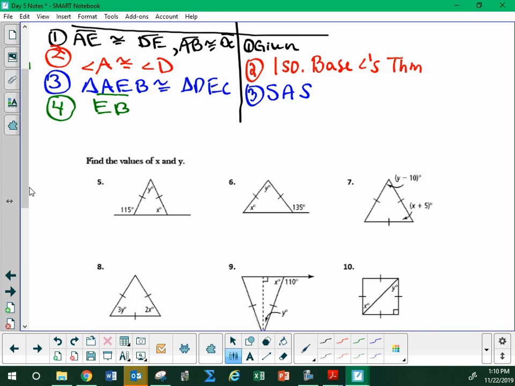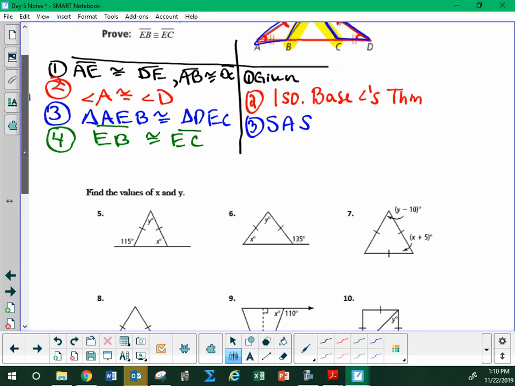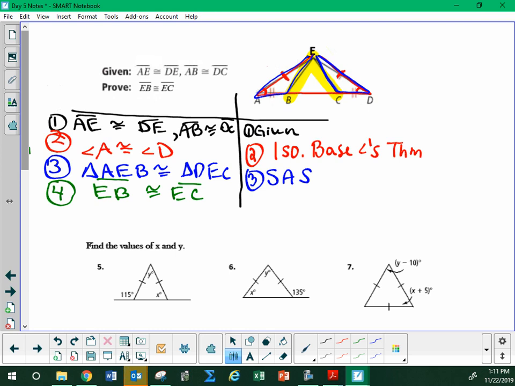Alright, EB is congruent to EC. Now, Gabe had the punchline for this. Now that I have triangles are congruent, now I can say all their pieces are congruent. So once I've established triangles congruent, then I can say any of those pieces. And that is our very exciting CPCTC. So what that means: congruent parts of triangles, corresponding parts of congruent triangles are congruent.